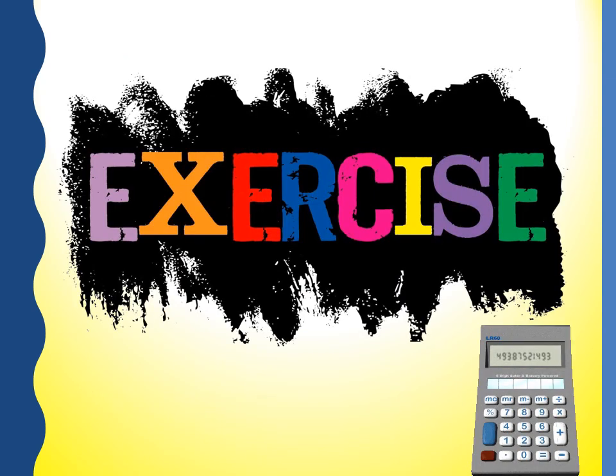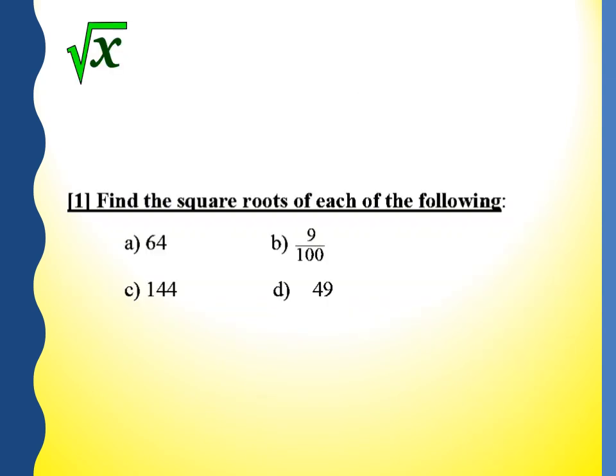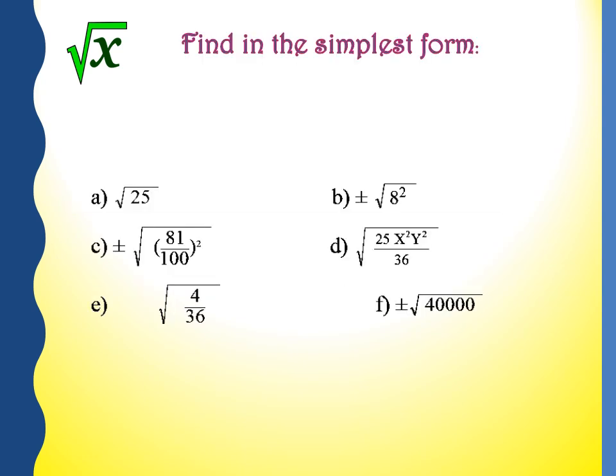Now let's have more exercises. Find the square root of each of the following. First, root 64 equals 8. B, root 9 out of 100 equals 3 out of 10. Root 144 equals 12 and root 49 equals 7. Find in the simplest form the positive root of 25, which equals 5.